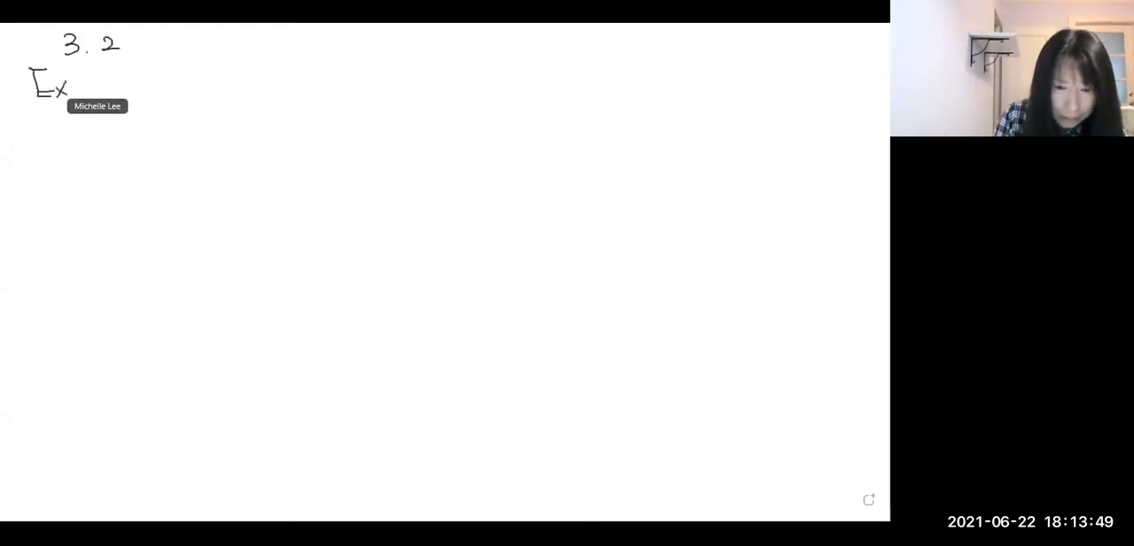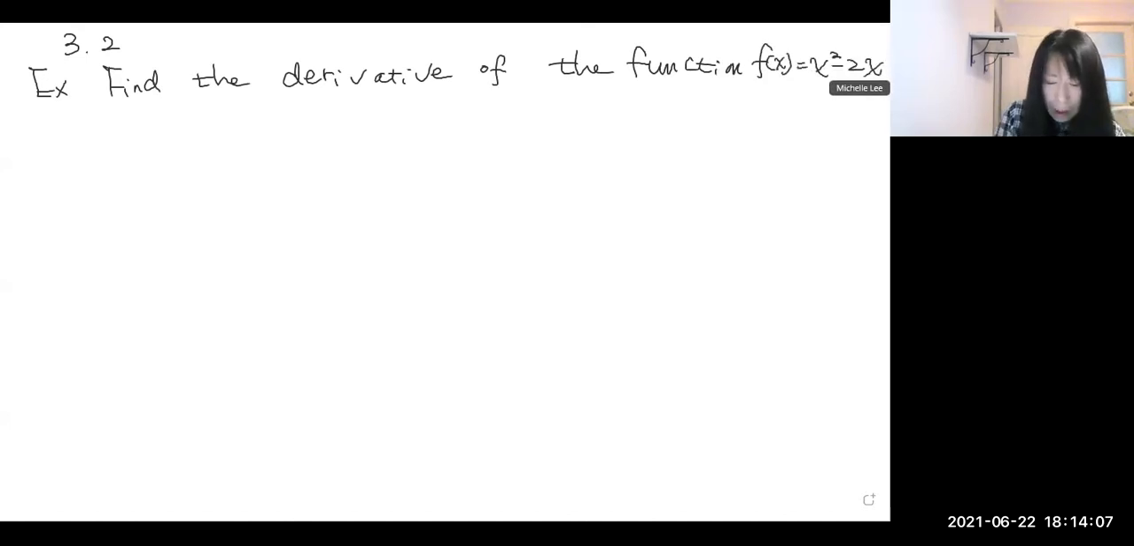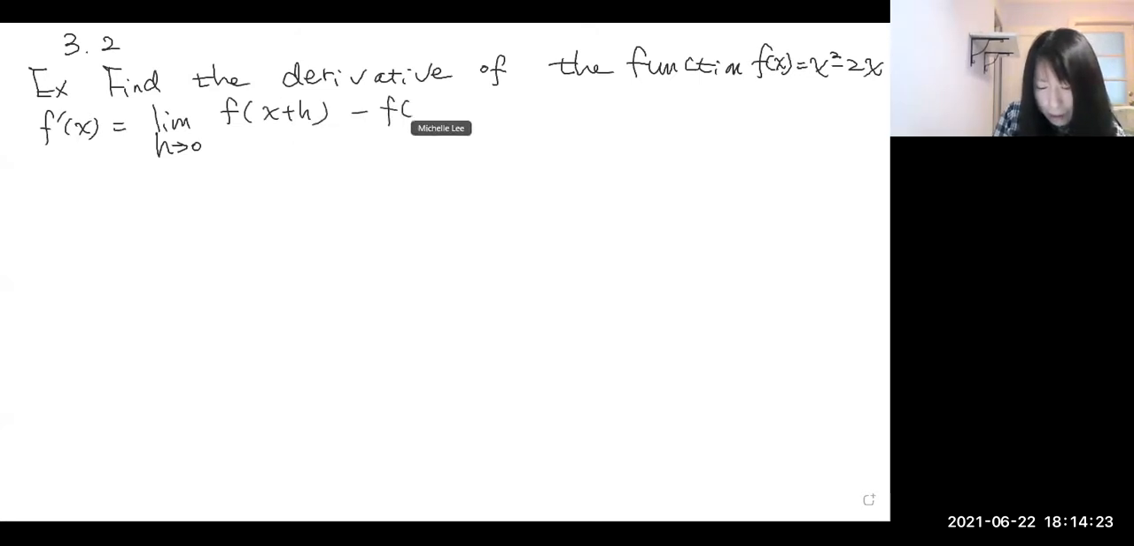So let's see. Find the derivative of the function f of x equal to x squared minus 2x. Okay, so let me write down the formula for you. We have f prime of x equal to the limit as h approaches 0 of f of x plus h minus f of x, over h.